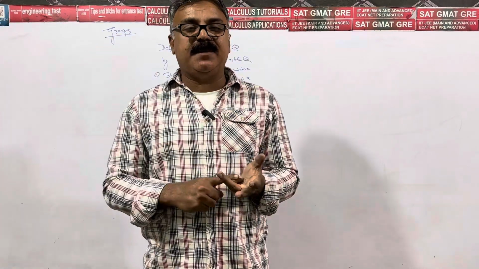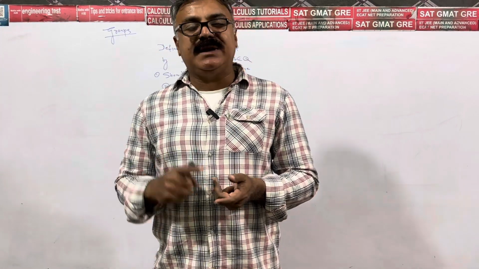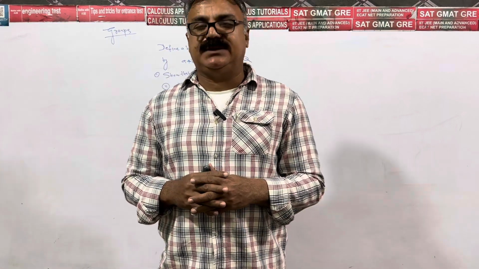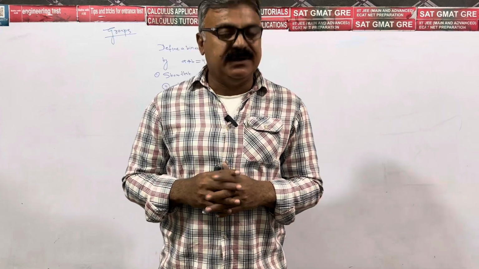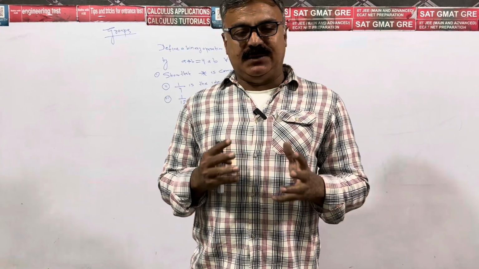Number one, closure property. Number two, it must satisfy the associative property. Each element must have an inverse and an identity element. Normally, under addition, our identity is 0, and in the case of numbers, 1 is the identity under multiplication. Let's see how we can handle anything that is given to us.